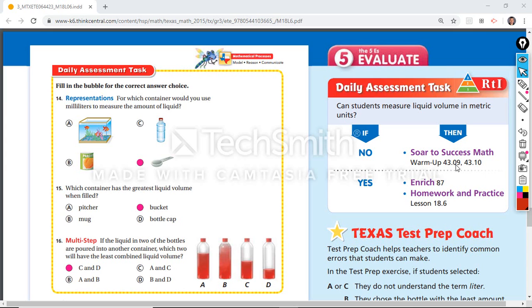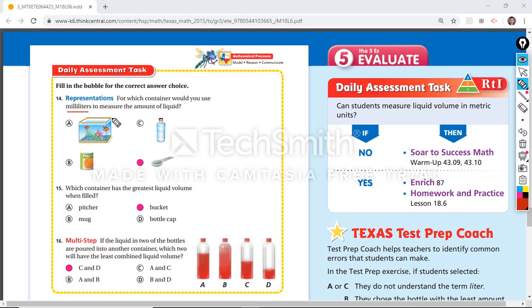Hope everyone's doing well. We are looking at 18.6, reviewing your daily task assessment and your homework and practice before you take your Think Central online quiz. So this was a fairly quick lesson here. We're going to be looking at analyzing the questions that they're asking you. And again, here they're asking you to fill in the bubble of the correct answer choice. And again, which container would you use to measure the amount of liquid in milliliters?